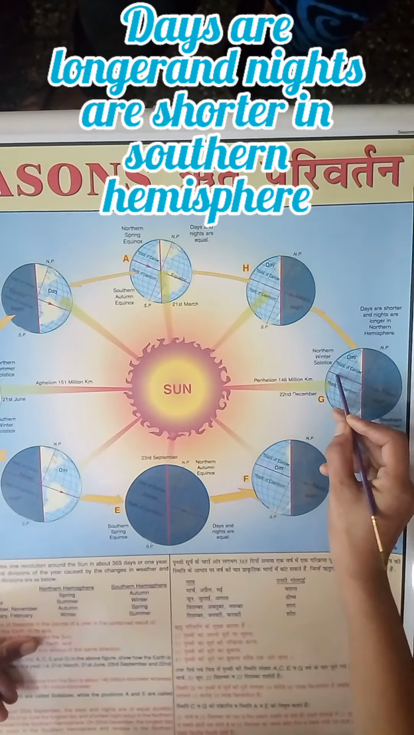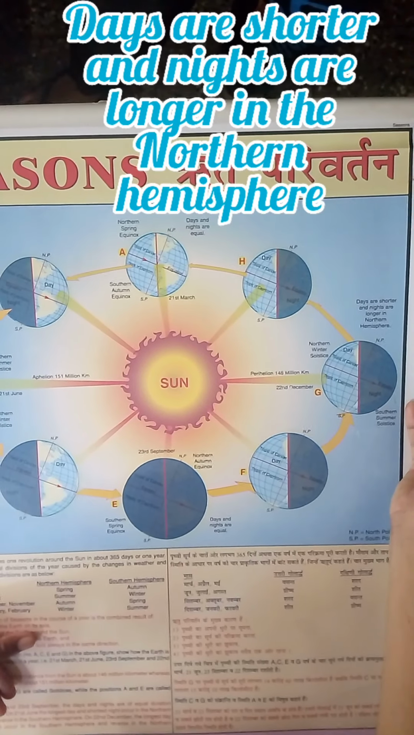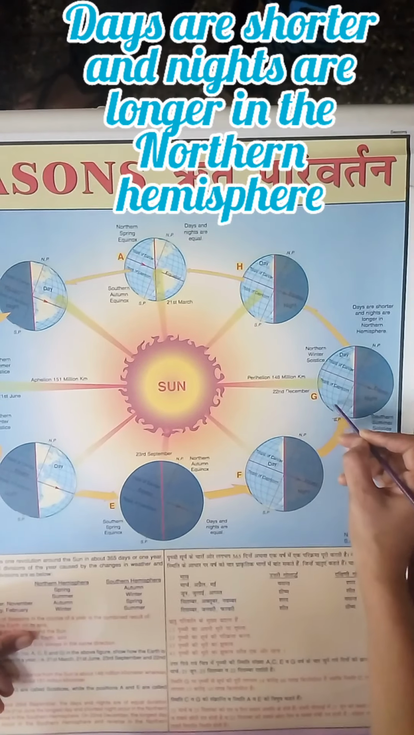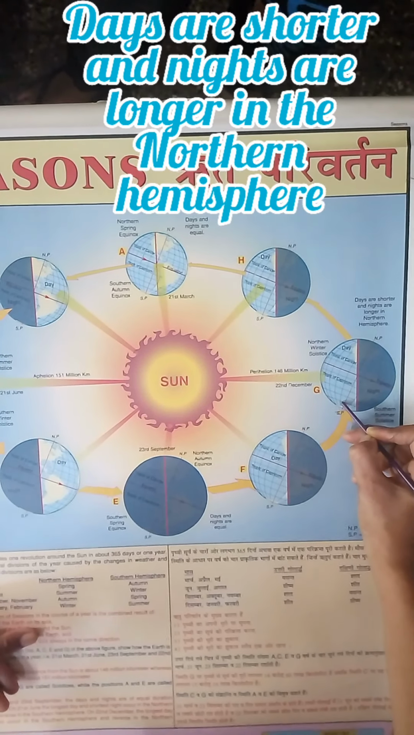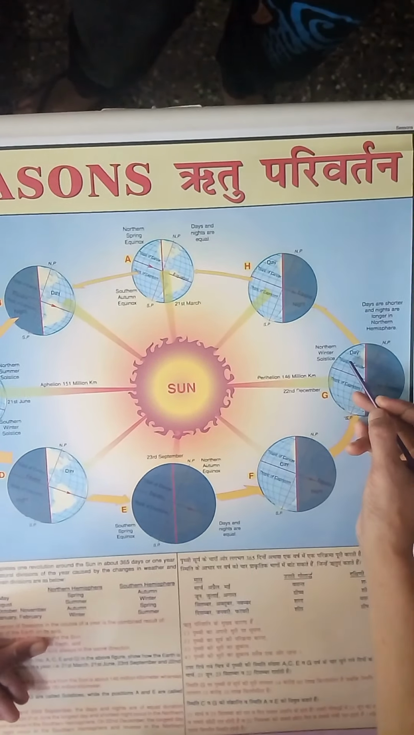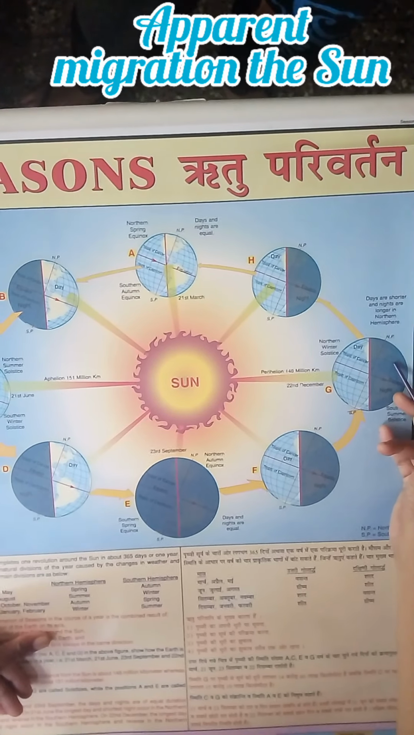Here you can see the north pole is tilting away from the sun and the south pole is tilting towards the sun. That's why the southern hemisphere experiences long days and short nights. The northern pole is away from the sun, so it experiences short days and long nights.